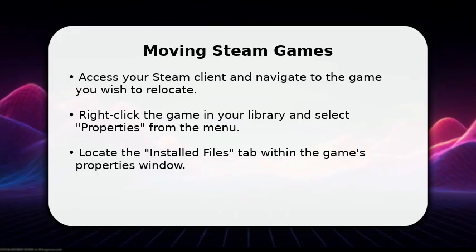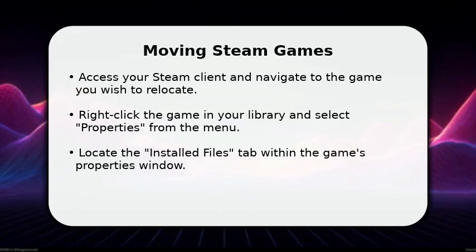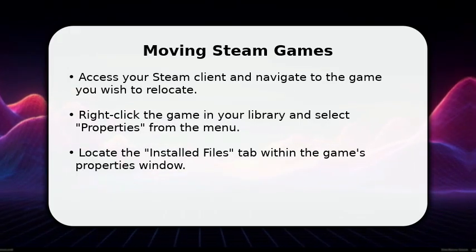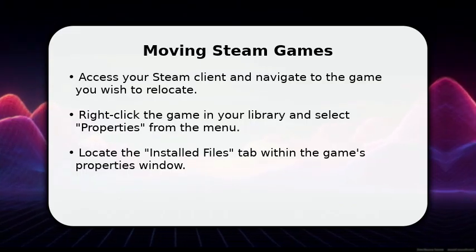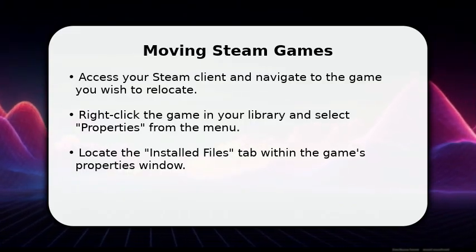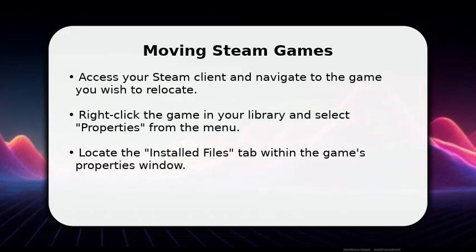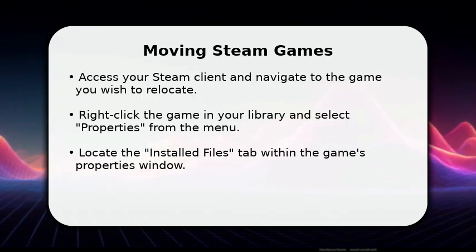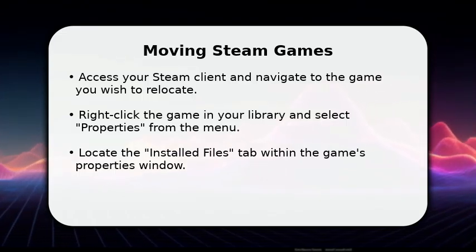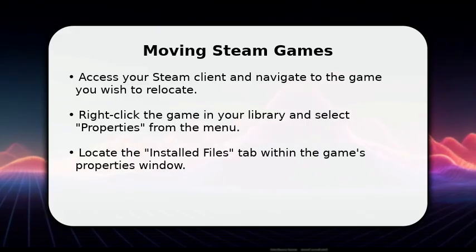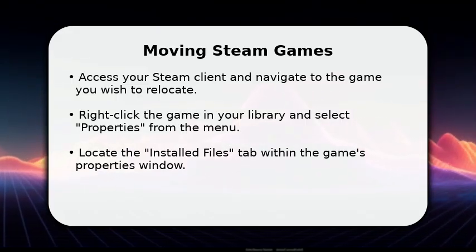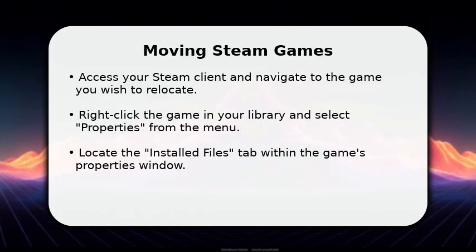In this video, I will explain how to move your Steam games to a new location. This process is straightforward and uses Steam's built-in tools. First, open your Steam client and find the game you want to move in your library. Right-click on the game and choose Properties. Then, navigate to the Installed Files tab. This is where we begin the relocation process, ensuring your game data is managed efficiently.